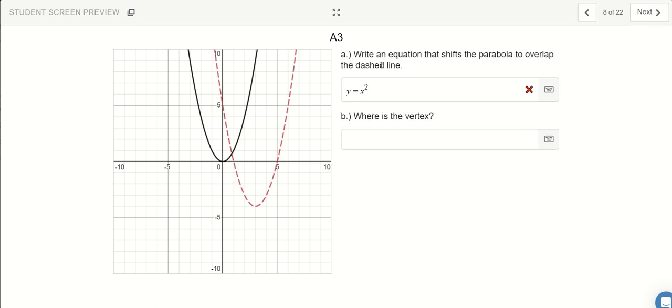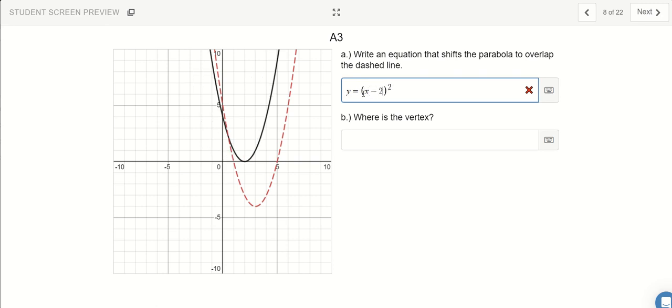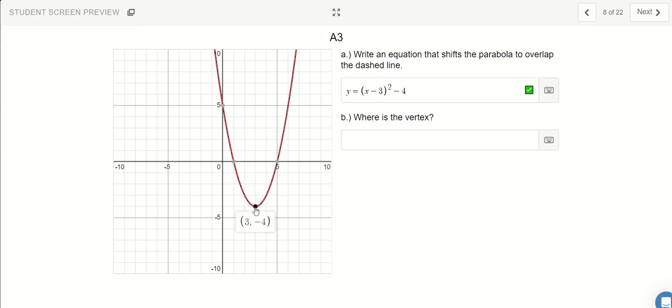All right, and this one, I want to shift over here. So again, to move it right, I'm going to subtract. Again, inverted controls. Move 1 to the right, 2 to the right, 3 to the right. Again, notice that I have to subtract in order to move it over. And then I'm going to move it down, -4. Right, and I don't have to stretch this one. It already overlaps. So where's the vertex for this one? It's going to be at 3, -4.